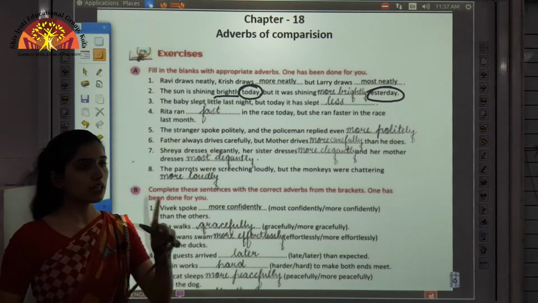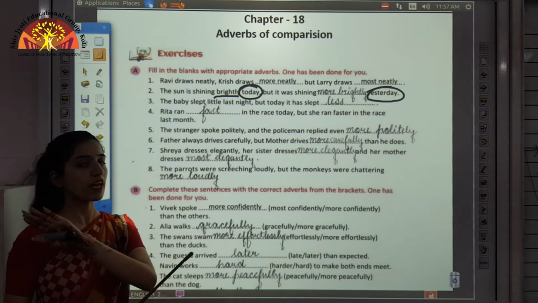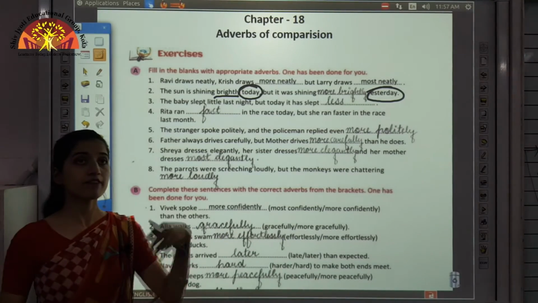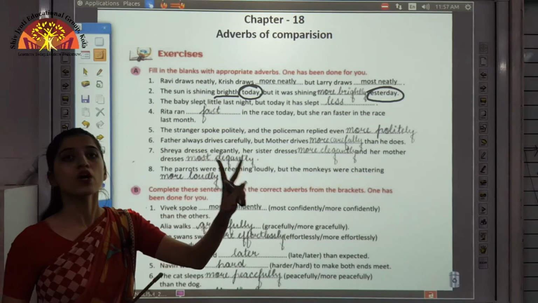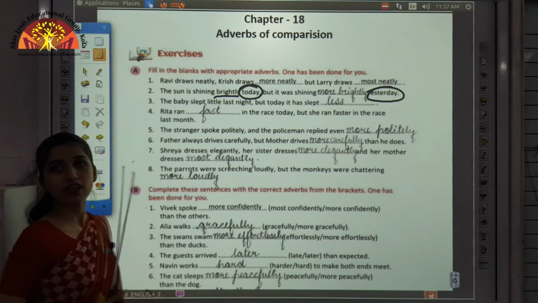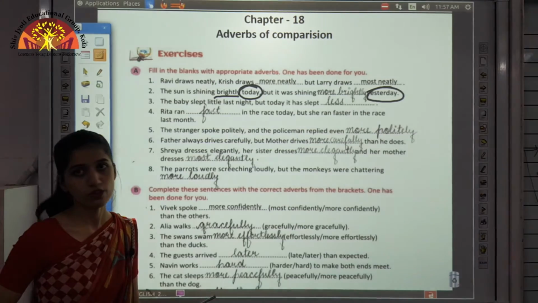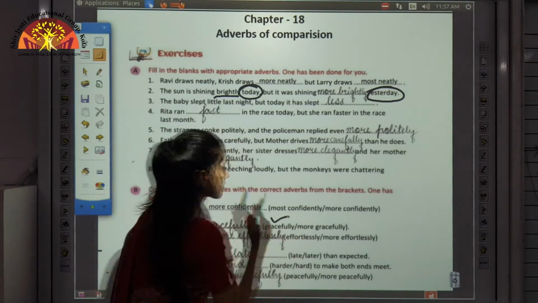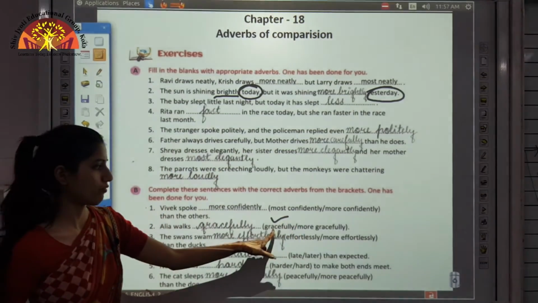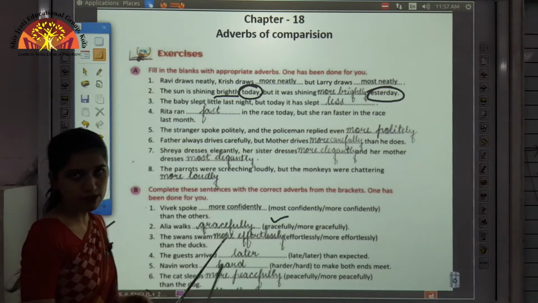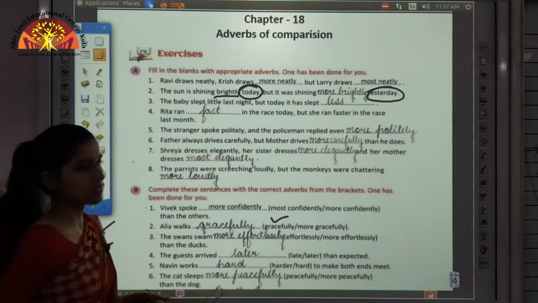Gracefully will come when we are not comparing anything with anyone. And more gracefully will come when we are comparing between two nouns, isn't it? Am I comparing Alia with anyone in this sentence? No. So what should come in this blank? Gracefully, the positive degree of comparison. So the answer is gracefully. In this way you need to do this exercise.